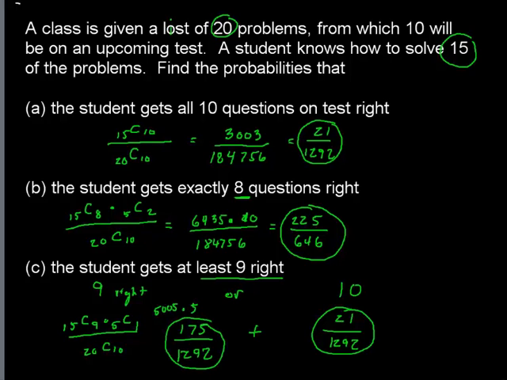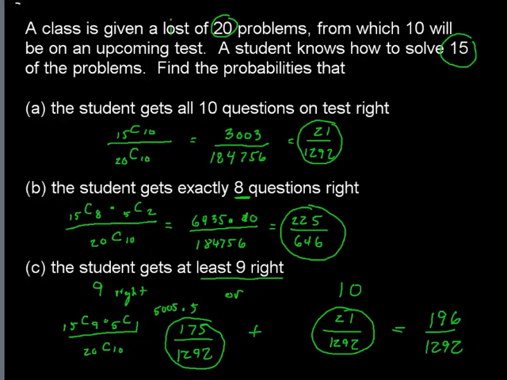I have 15 questions I know. I want to get 9 of them because I'm going to get those 9 right. Of the 5 I don't know, I'm going to have to choose 1 of them to get wrong. Doesn't matter which one. Out of my total options, that's the 175 out of 1292. Add those together, and I get 196 out of 1292. And that could probably be reduced as well. I believe that gives us a final answer of 49 out of 323.